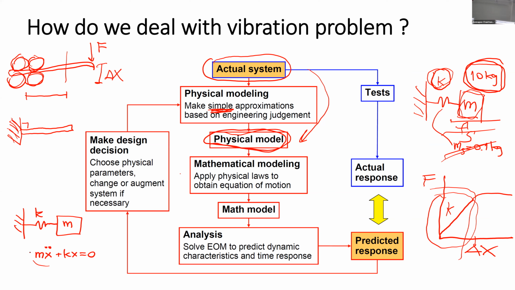How can we obtain the equation of motion? This process is mathematical modeling. We need to apply physical laws, maybe Newton's law of motion or work and energy theory, to obtain the math model that describes the system motion. And when we have the equation of motion, we can predict the vibration of the system.